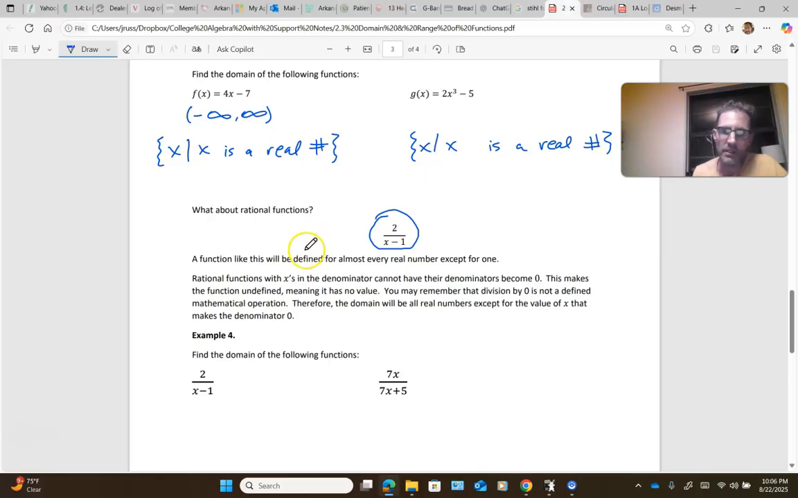And so basically what we need to look out for is what values of x would make this denominator 0. If we can't divide by 0, then the only exclusion to the domain is going to be a value or values of x that make that denominator 0. Now in this one, you could look at it and inspect it and think, well, if x were 1, then I would have in the denominator 1 minus 1, which is 0, and so I would end up with 2 divided by 0, and that does not exist.